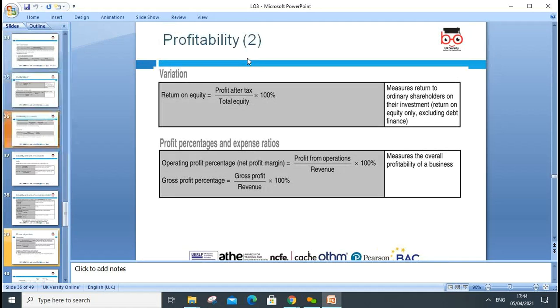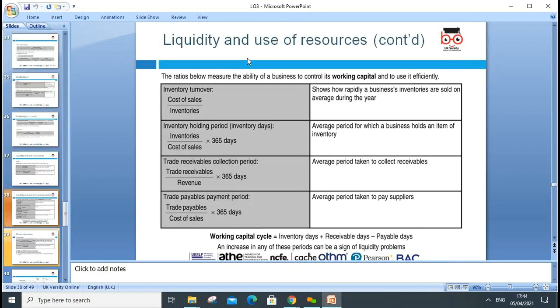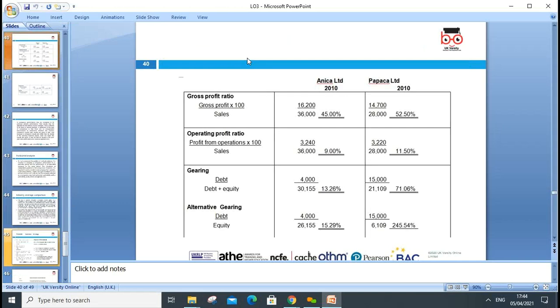So these are all the formulas we've been given and explained. I'm not going through them in detail, but that's the formula. Here we have two companies, Anika and Papika, and the gross profit ratio is gross profit divided by sales. Sales means revenue. We have handouts as well on Moodle. 16,200 was the gross profit in that year, so 45% is their return, and the other company has a 52% return.